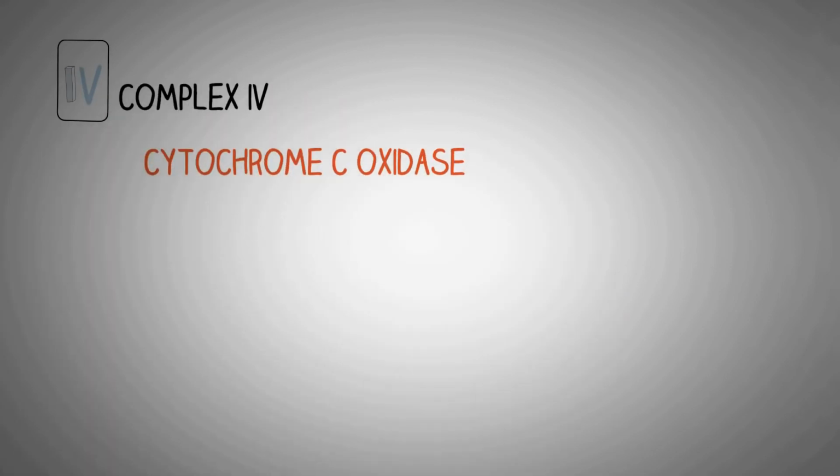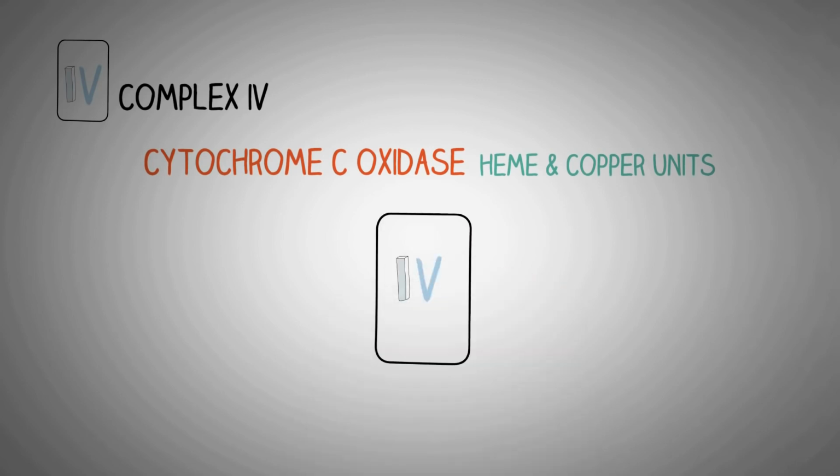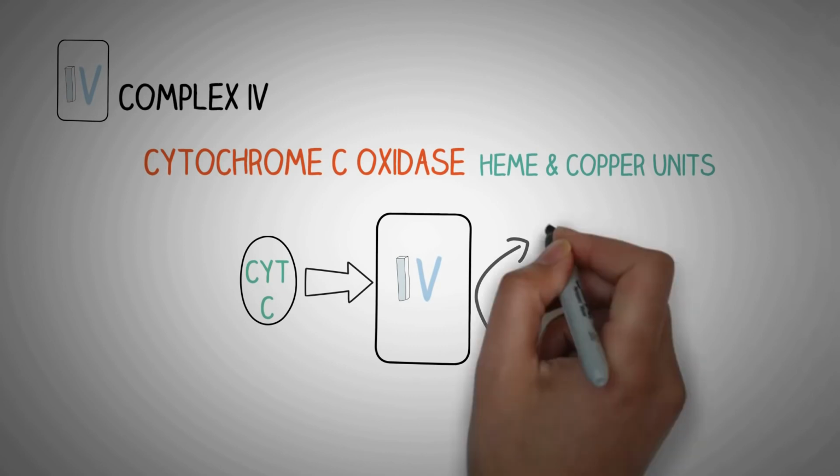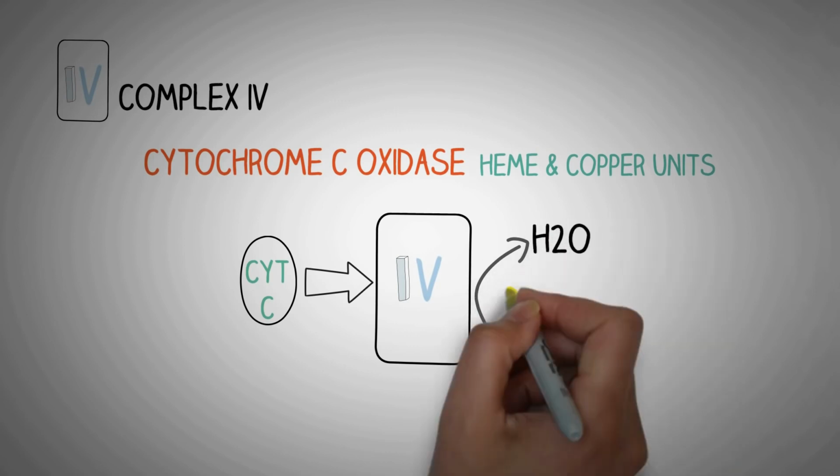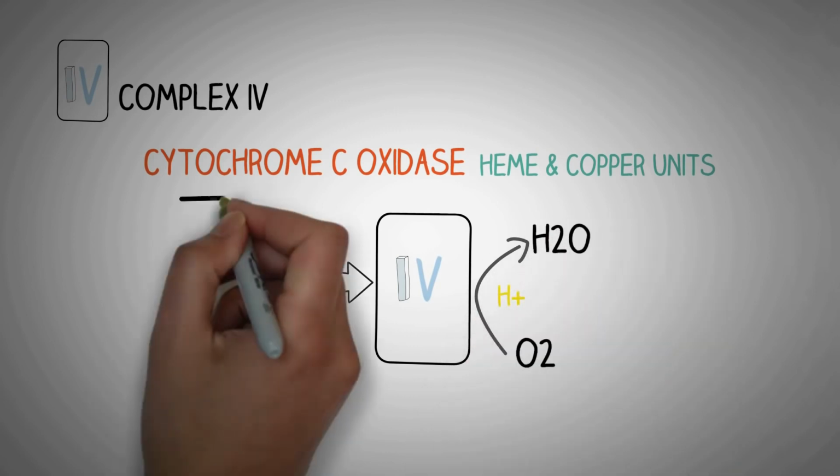The complex 4 is called the cytochrome C oxidase. It is a heme and copper containing complex whose main job is to oxidize cytochrome C, that is, to receive electrons from cytochrome C, and then use those electrons for the reduction of oxygen to water. And hence it is called cytochrome C oxidase.